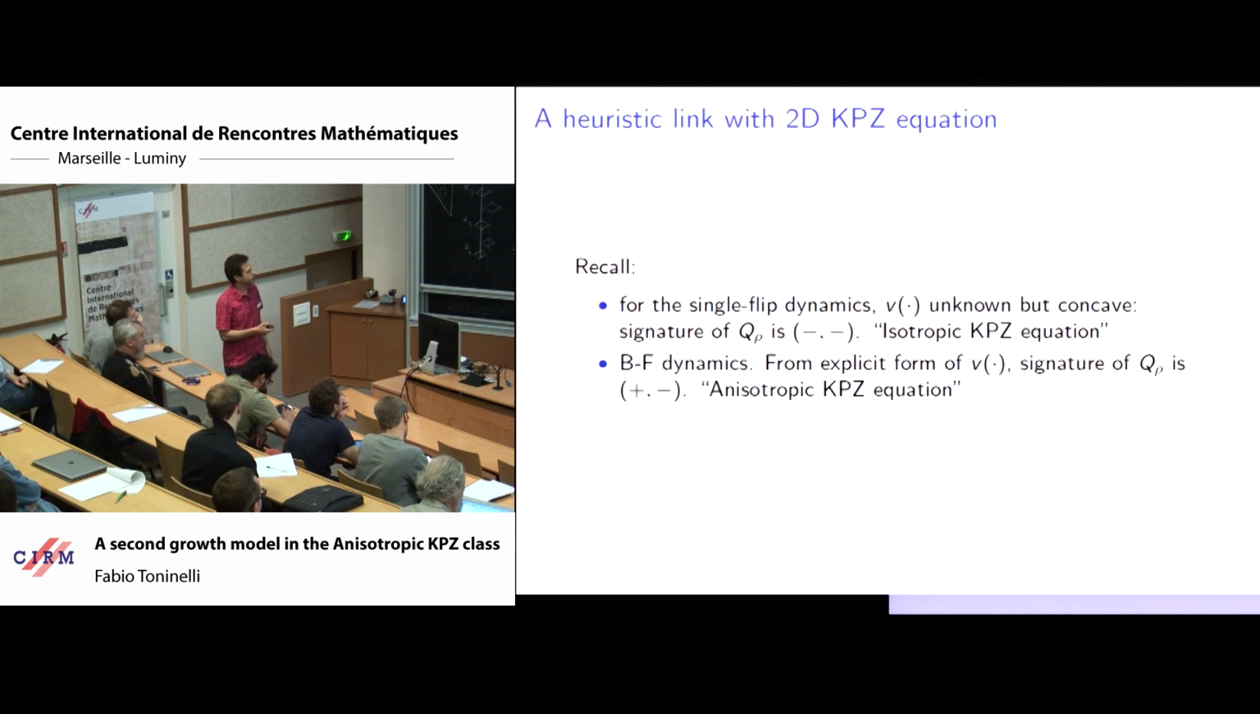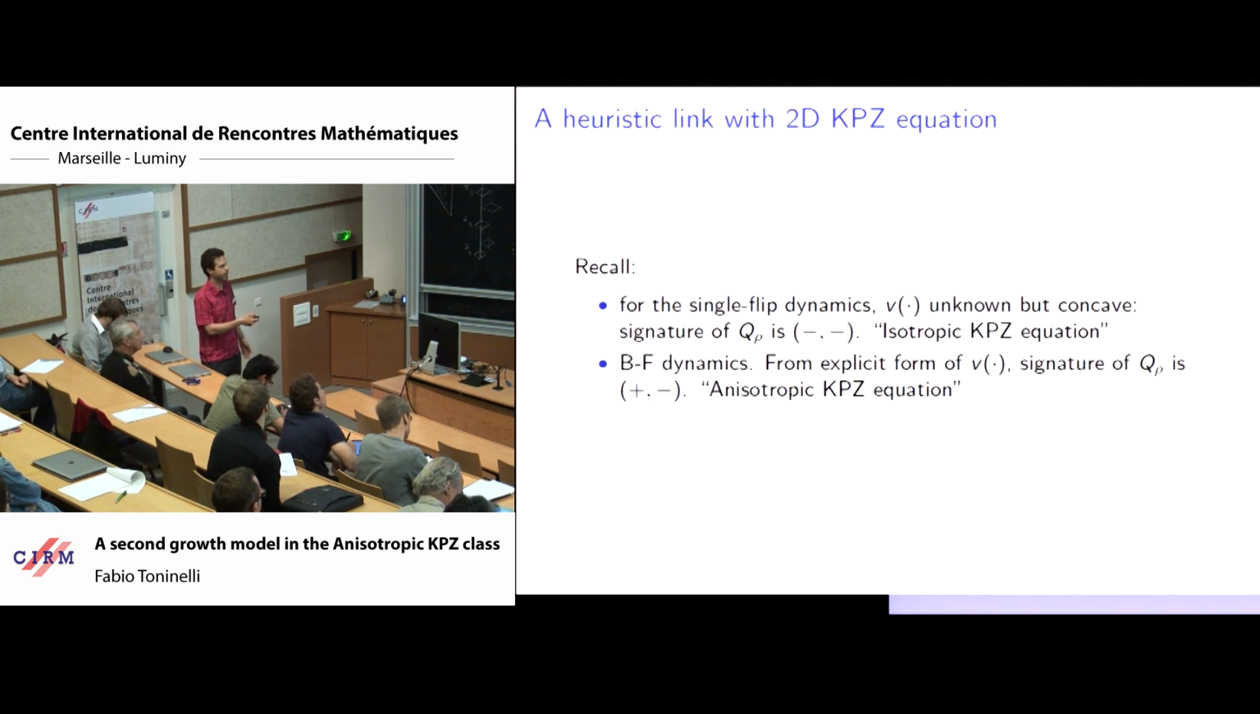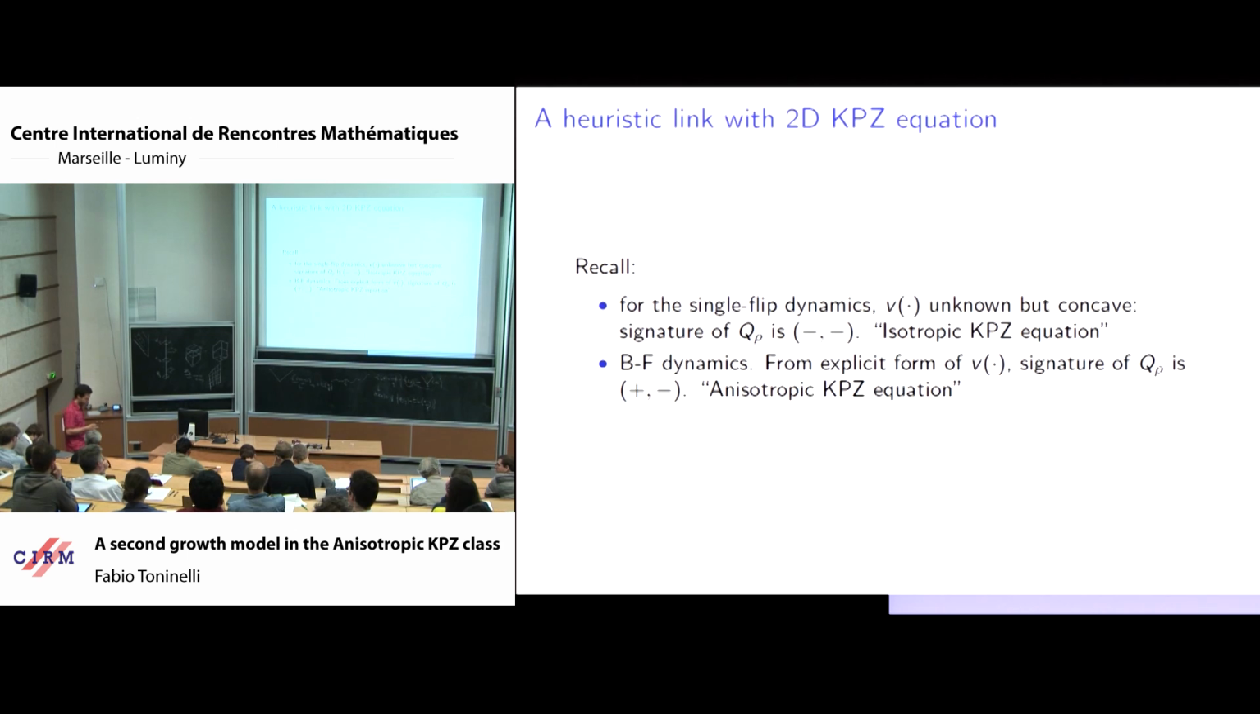For instance, in the single flip dynamics, we don't know V, but we know it's concave, so it will be in the first case, with plus plus signature. In our case, you compute the signature, as Alexei and Patrick did. It's not a big computation. It turns out to be plus minus everywhere. For every rho, you have a positive and a negative eigenvalue, so it will be in the anisotropic class.